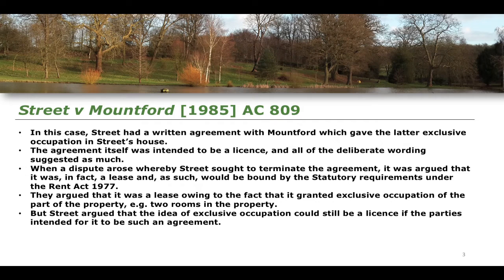And so when Street argued that the idea of exclusive occupation could still be a license if the parties intended it to be an agreement of such, the courts had to determine A, what were the characteristics of a lease, and then B, whether or not this actually fell into those characteristics, and therefore meant that there were certain statutory requirements that Street had to uphold.